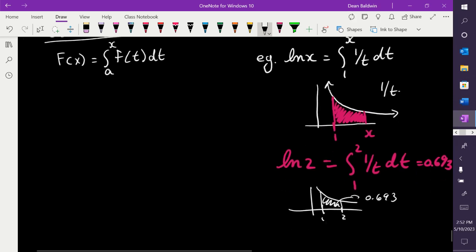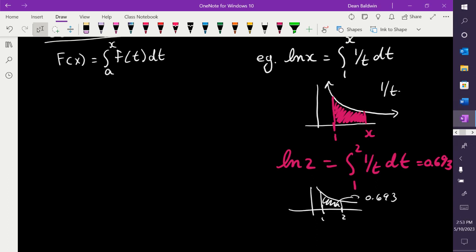That's what you're doing when you do the natural log. You're actually finding the area under the curve 1 over t from 1 to whatever number you punch into the natural log. So the natural log function is defined as the area under the curve 1 over t. This is the curve 1 over t. This area, this red bit, will vary.